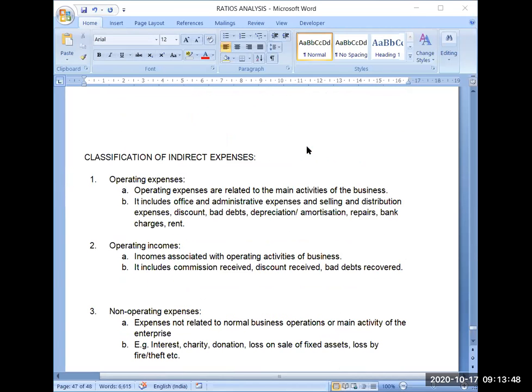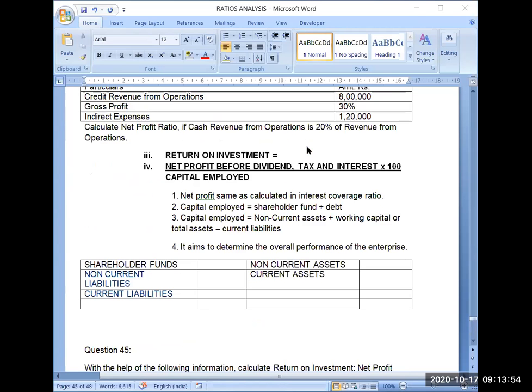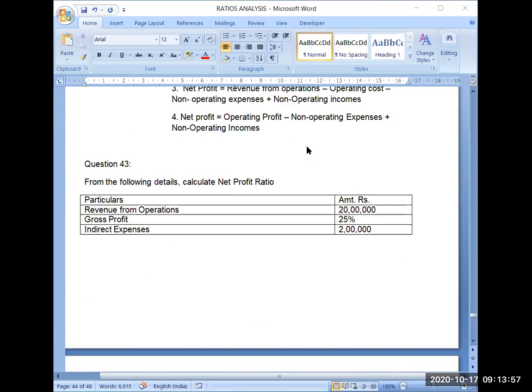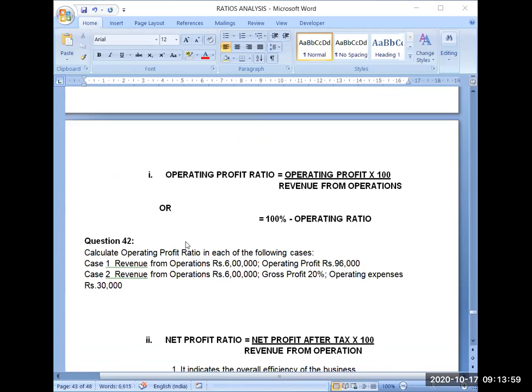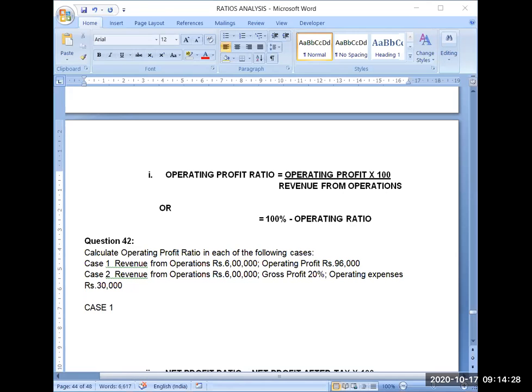Okay, now yesterday I showed you these also. Now coming to the question. Now see the first part, there are two questions in this question. It is saying calculate operating profit ratio in each of the following cases. So the first case is, let me put case 1 here. Revenue from operations is rupees 6 lakh and operating profit is rupees 96,000.